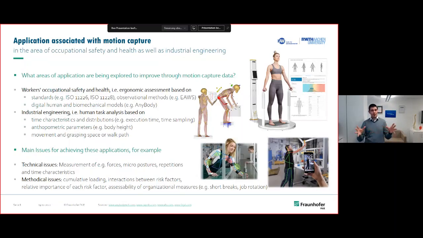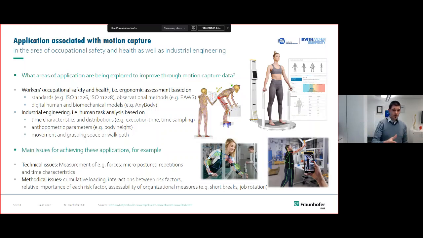So thinking a little bit about motion capture in the industry, then of course in the area of occupational safety and health, we have a lot of applications, partial applications, which are done. Usually, and Maria Pia said it already, we have standards and observational methods which could be supported by motion capture data, but the better way should be to go from today to the digital human model or the biomechanical models, to go with the motion capture data into these models, because then we have a higher accuracy of the assessment, of course.